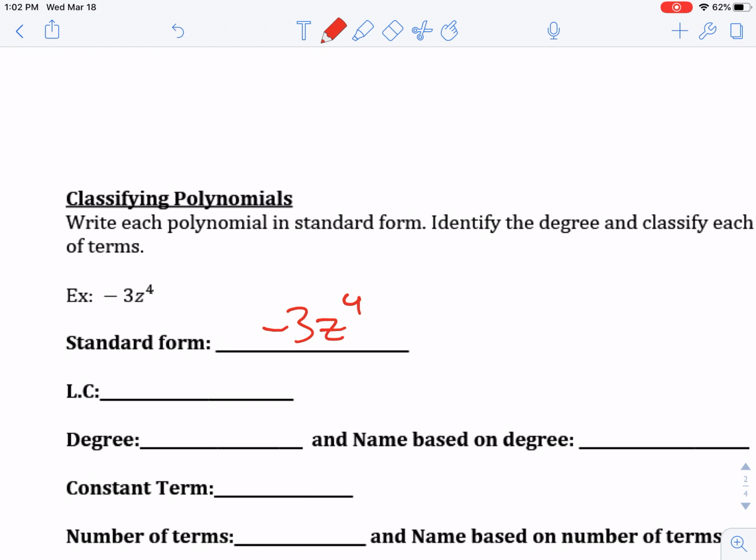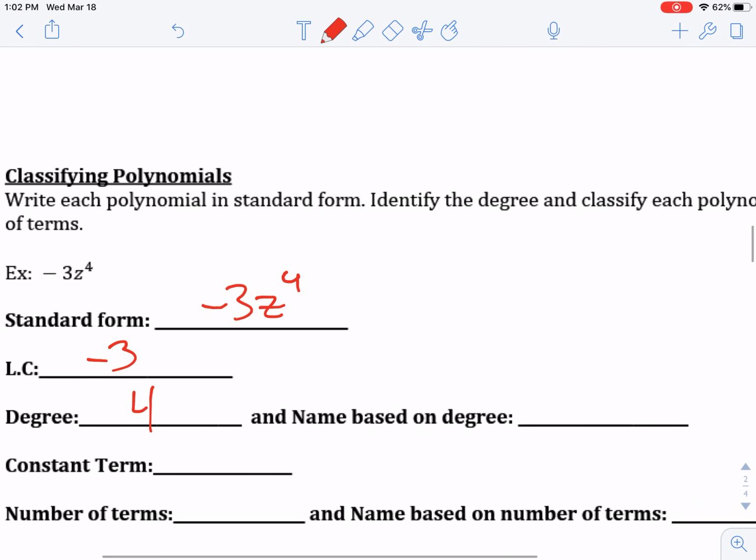There's nothing to rearrange. The leading coefficient is the first number you see, which is -3. The degree is the exponent, which is 4. Right? The name of a 4th degree polynomial is called a quartic. The constant term, there is none. There's no number at the end here, which really makes it 0.